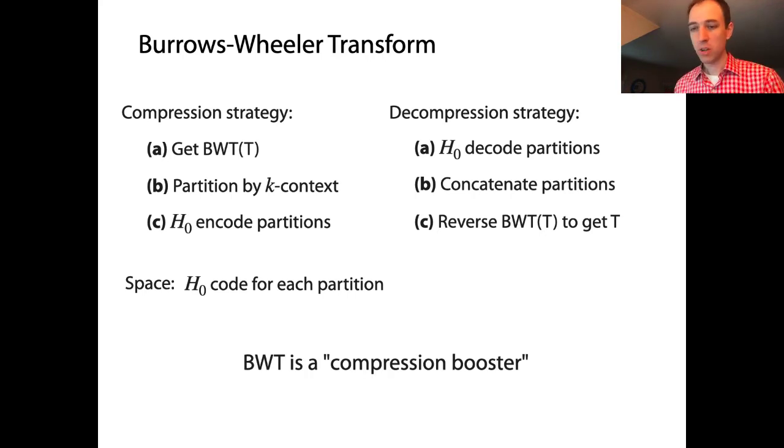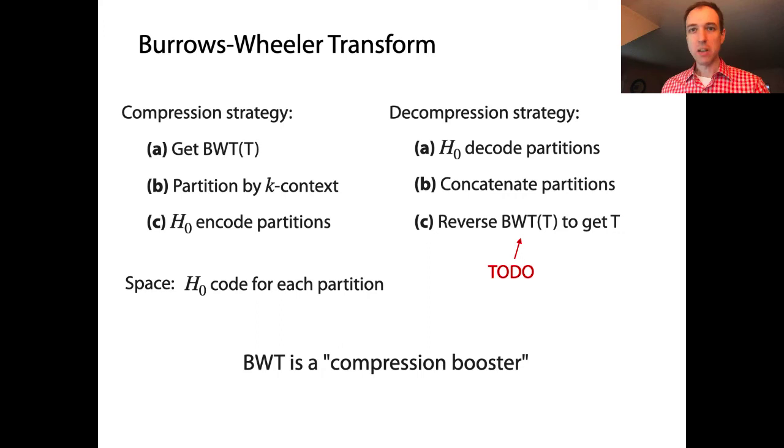So the Burrows-Wheeler transform is sometimes referred to as a compression booster. It itself is not compressing the string. It's just putting the string in a new order. But the new order is an order that reveals the structure of the string so that a simple coder, a zero-order encoder, can be applied to it and it can get high-order coding style compression.